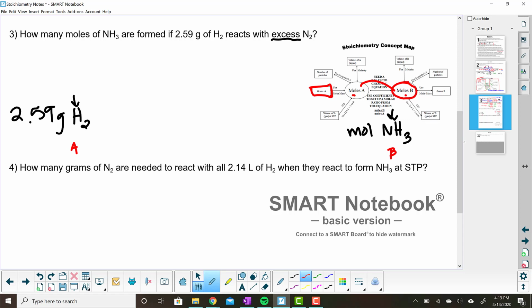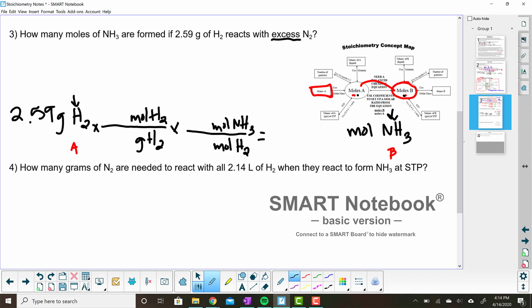Let's see if we can set up this conversion skeleton. If I'm starting in grams of A, I need to first convert that to moles of A. So I'm going to cancel out grams of H2. I want to go to moles of H2. Then I can set up a second conversion that takes me from moles of A into moles of B. So moles of A is moles of H2, B, that's moles of NH3. So I have my skeleton structure here.